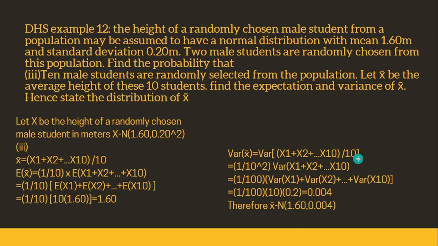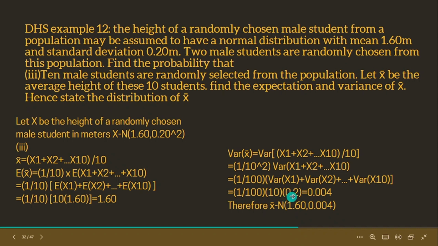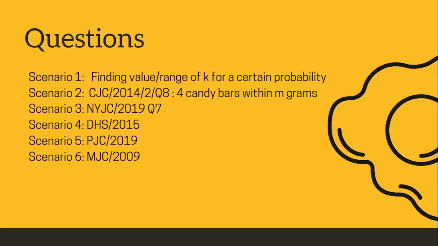The thing is that because you have the 1 over 10 and it's a multiplier, you have a 1 over 10 all squared times the variance of this. So it's 1 over 100 times these 10 variances. So 1 over 100 times 10 times the 0.2 we have, we'll get 0.004. So finally, our distribution is going to be x bar has a normal distribution of 1.6 and the variance is 0.004 respectively. So now to the questions, there are mainly 6 questions I want to go through.